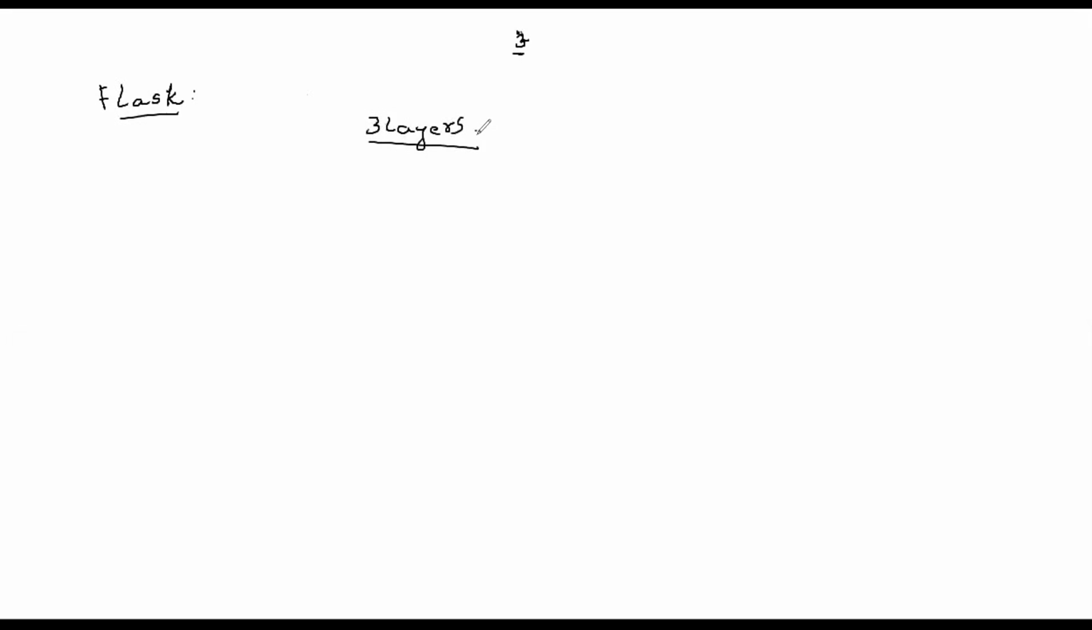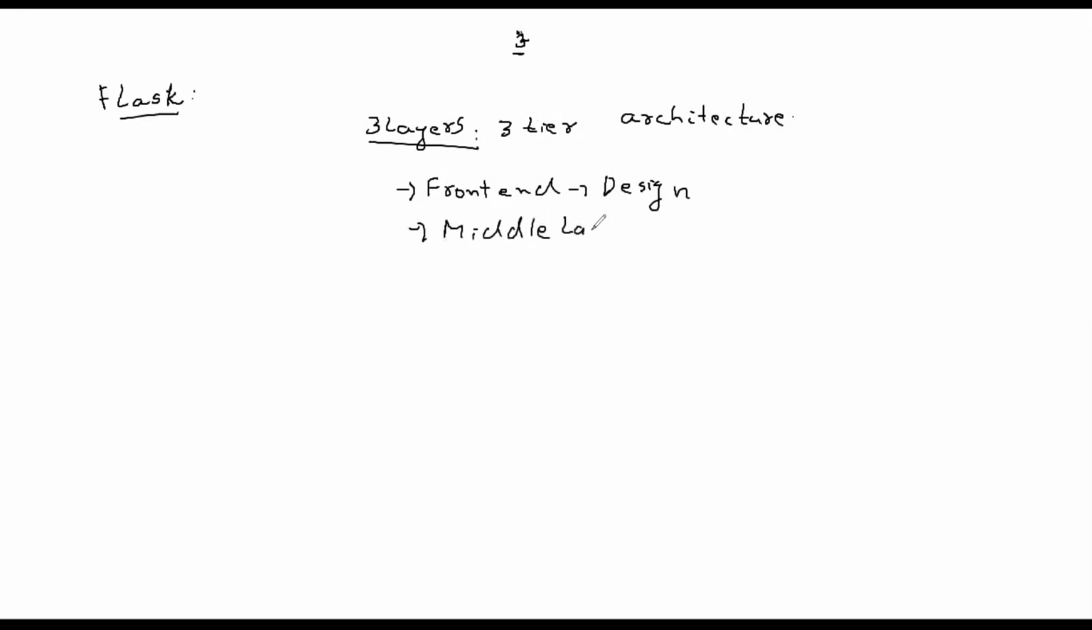I always say this: the three layers are called a three-tier architecture. Okay, so what is this three-tier architecture? Whenever I see a project, I see it in three different phases. One is the front-end layer. We call this front end the design layer, and the other one is the middle layer. The middle layer we call the business layer, and the other layer is called the backend.